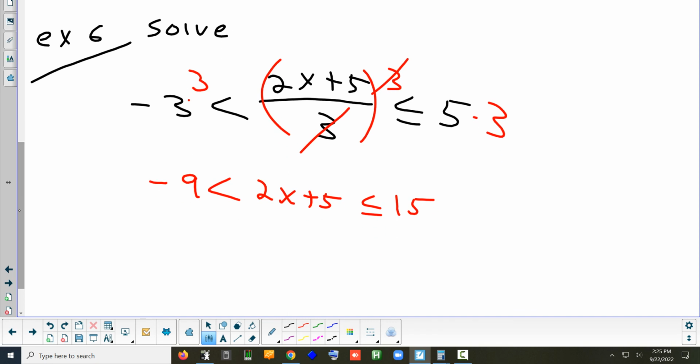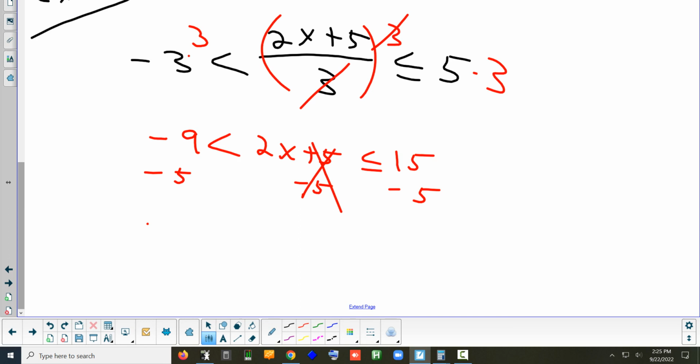What would be your second step? Yep, subtract 5 from all of them. From all of them. Minus 5, 5, and 5. That's gone. Negative 9 minus 5 is negative 14. I have a clarification question. Yes. Because it was just subtraction, it doesn't change the signs, right? No, does not change it. Adding and subtracting never change them. Only if you multiply or divide by a negative, which actually won't happen in this problem.